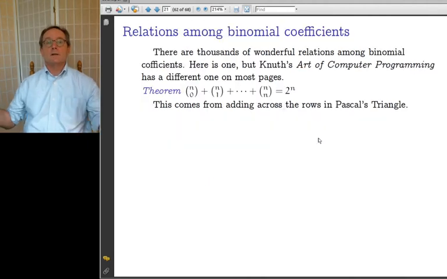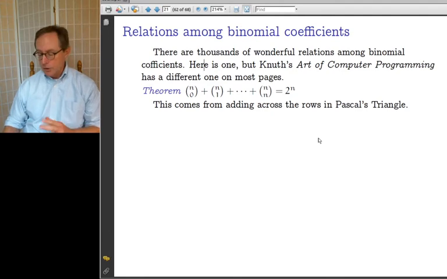So one thing that illustrates is that there is a relationship among binomial coefficients, and in fact there are thousands of relationships among binomial coefficients, and they're very important for calculating the speed of algorithms, the resource use of algorithms. In Knuth's The Art of Computer Programming, for example, it seems like every time you turn the page you see relationships among binomial coefficients. It's just wonderful. But the classic one, the one that I'm going to show you, is this one here.